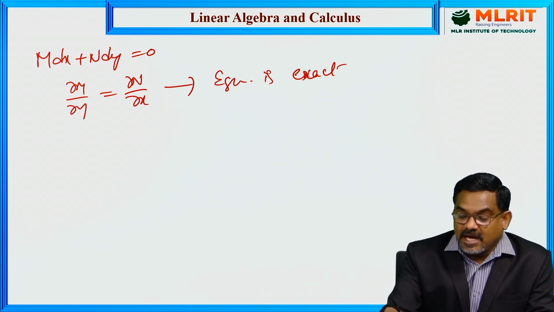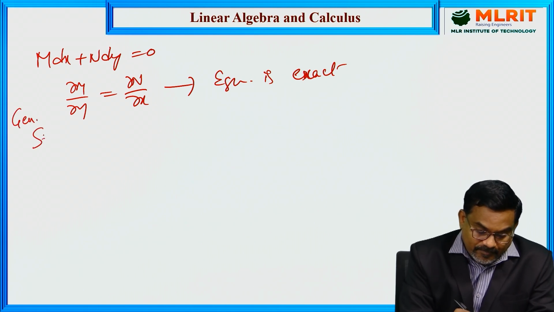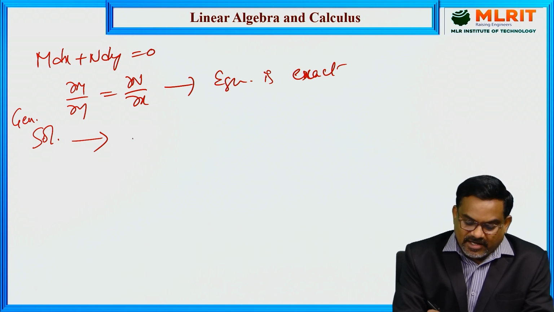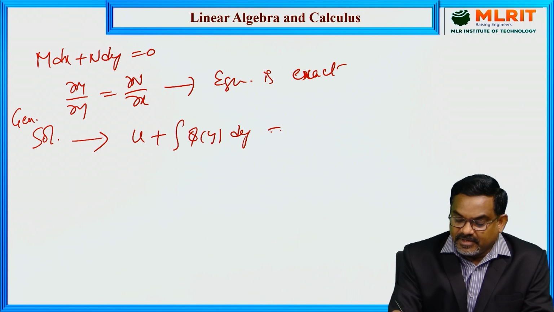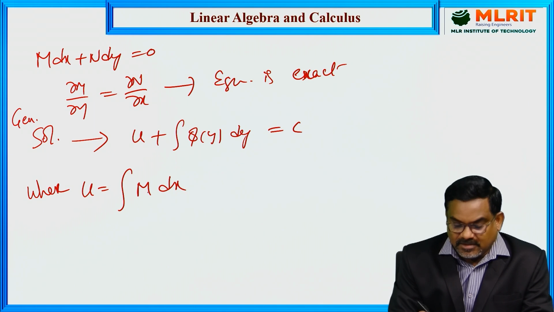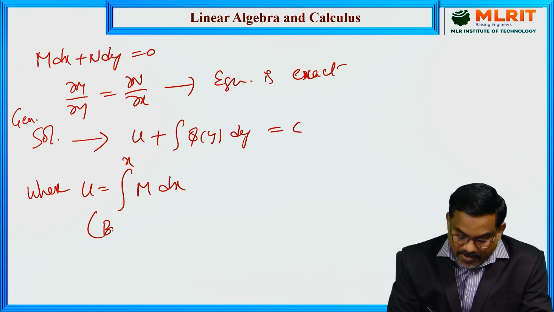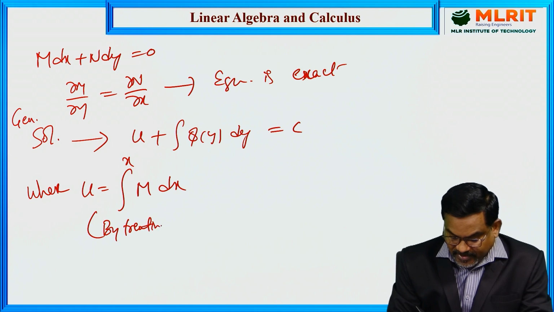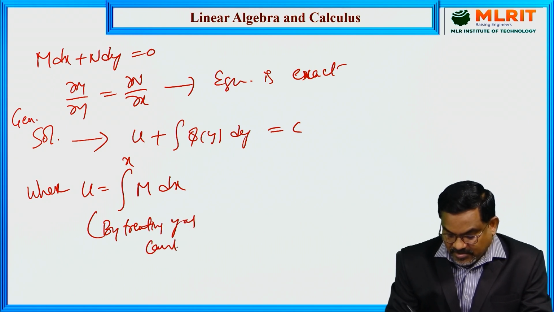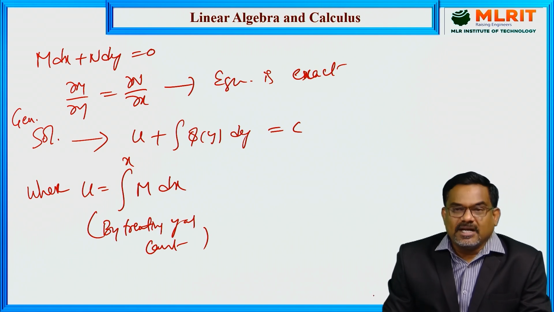If it is exact, then we can write the solution, the general solution. We can write the general solution directly. U plus integral phi of y dy equal to some constant c. So, where u is integrate the first function M with respect to x. With respect to x means by treating y as constant, integral M dx.